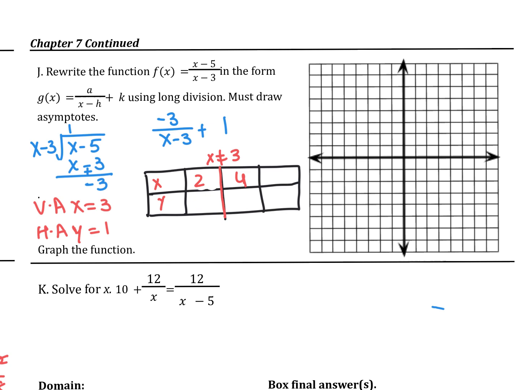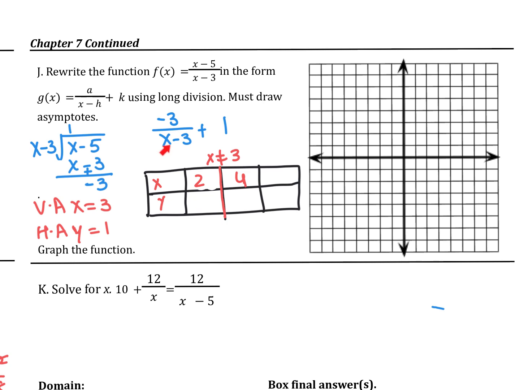First of all, we divide this x minus 5 by x minus 3 and write this division using the division algorithm. So if you multiply this by 1, x minus 3 goes in here. Subtract, x and x cancel, so you have a remainder of negative 3. Remainder over divisor plus quotient is the division algorithm.